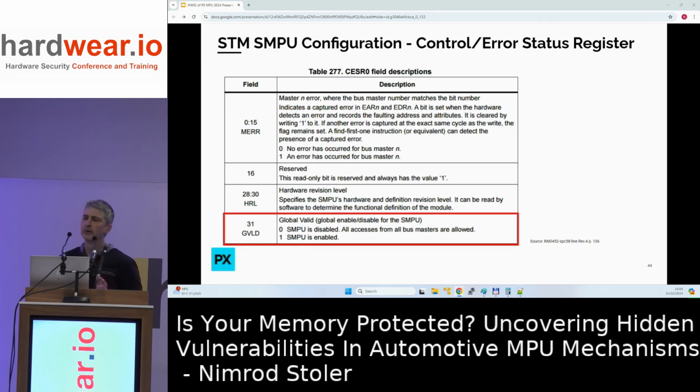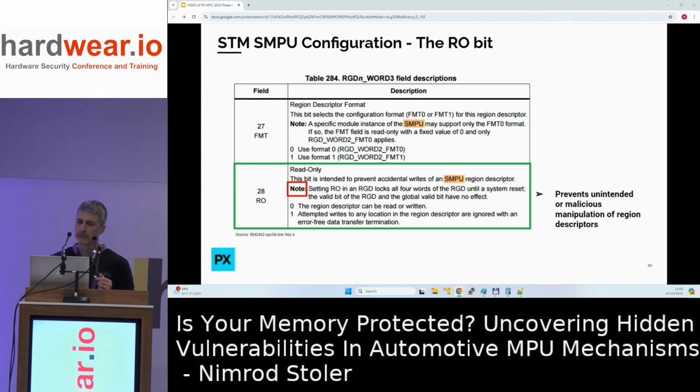Once all regions of the SMPU are configured, we should start or enable the SMPU hardware mechanism. This is accomplished by setting the GVLD, or global valid bit, in the control error status register CSR 0 to 1, effectively starting up the SMPU. However, before we actually enable the SMPU, we need to pay attention to another important SMPU register. Let's go back to the reference manual.